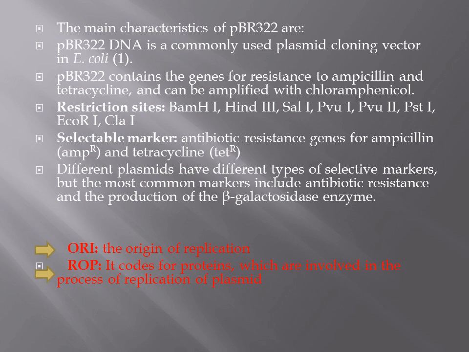Different plasmids have different selective markers, but the most common include these antibiotic resistance genes and production of the beta-galactosidase enzyme. It also has an origin of replication, the ORI, which codes for the proteins involved in the replication of plasmids.